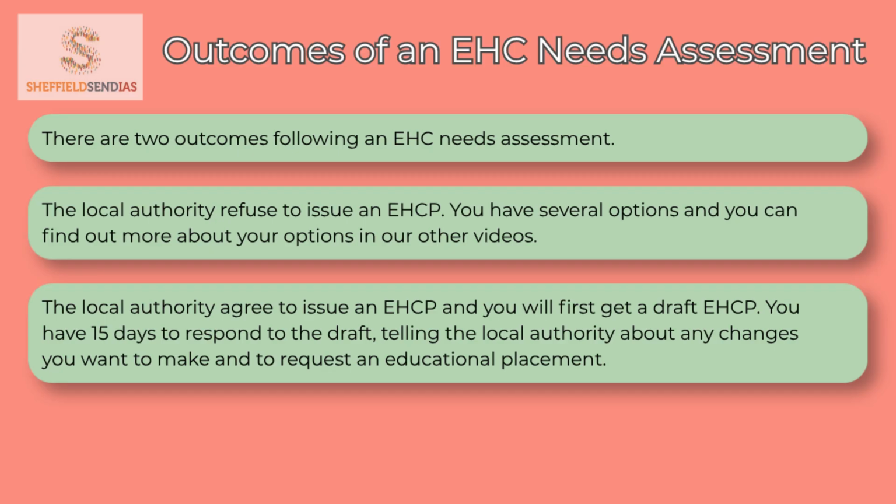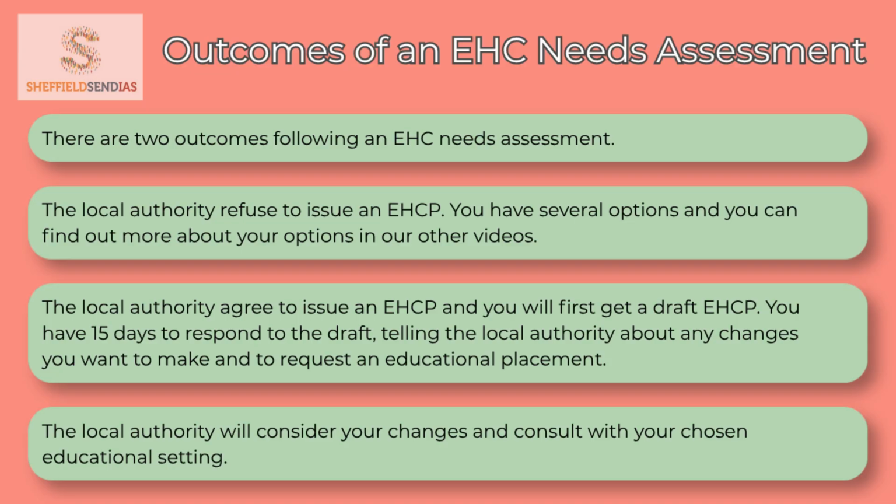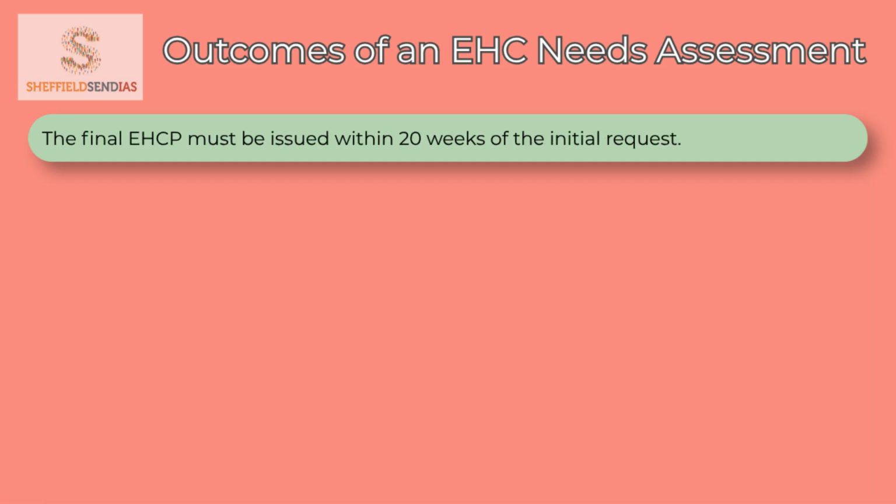We have information on schools and placements on our website, and you can find further information about draft EHC plans in the video description. The local authority will then consider any changes you have requested and do a consultation with your chosen educational setting. This means they will send them a copy of your child's EHCP, and they will tell the local authority whether or not they are able to meet your child's needs. The local authority will then issue a final EHCP. The final EHCP should be issued within 20 weeks of the local authority first receiving the request for a needs assessment.